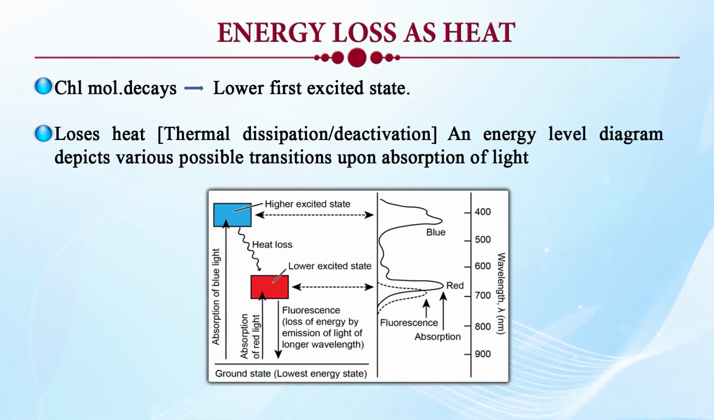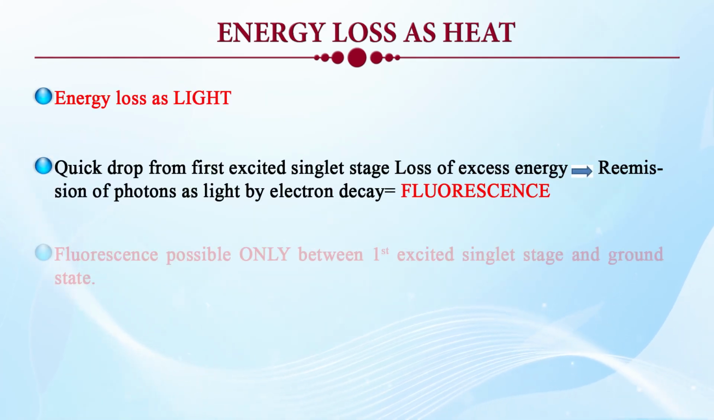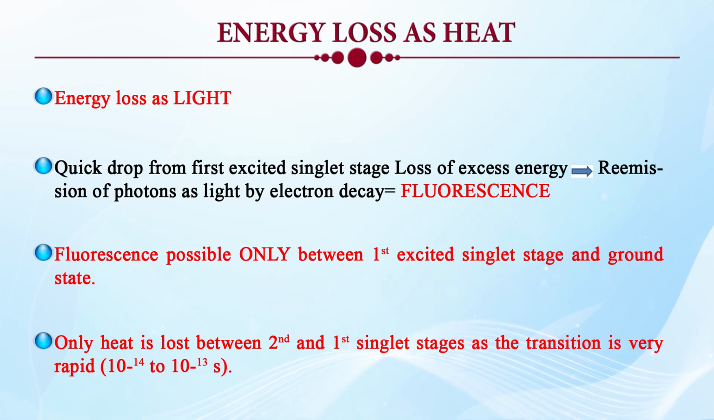The graph on your screen clearly summarizes that if the excitation was through blue, then we find that the second singlet stage is achieved, and then it will gradually come down. That is why the absorption of blue wavelength would result in a release of red fluorescence. That means a change in its wavelength pattern. And if absorption is by red light, then the excitation itself is to a lower level, that is to a singlet stage. So, this energy loss as light is called fluorescence.